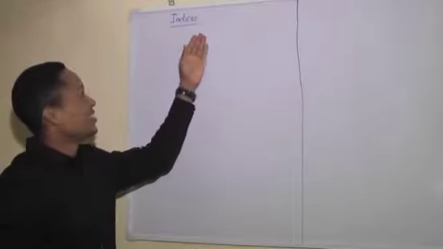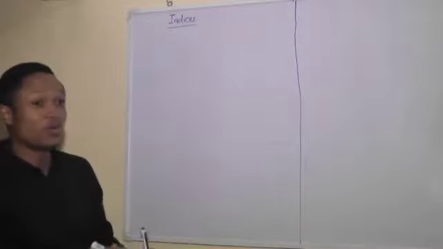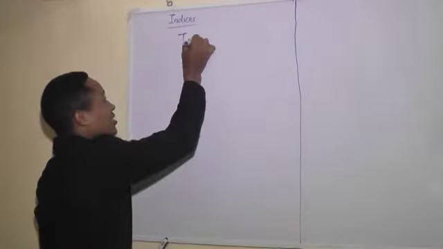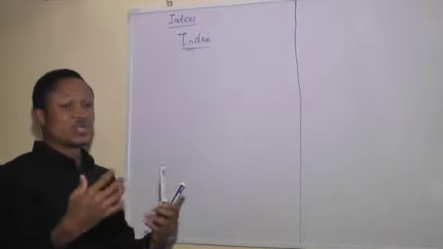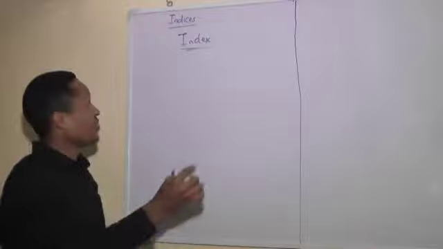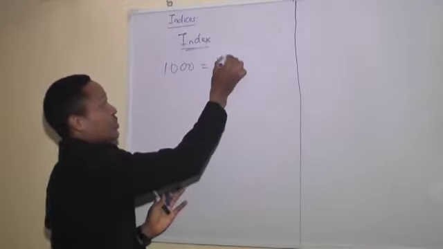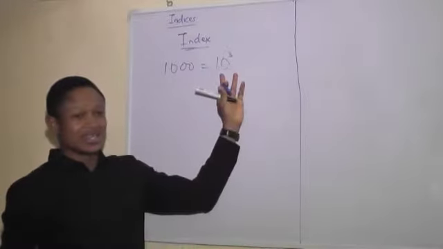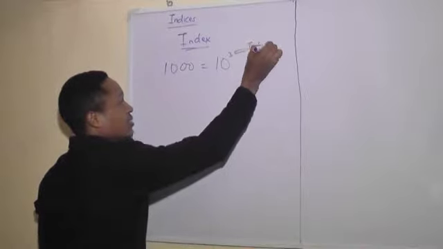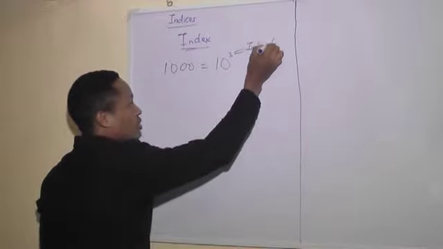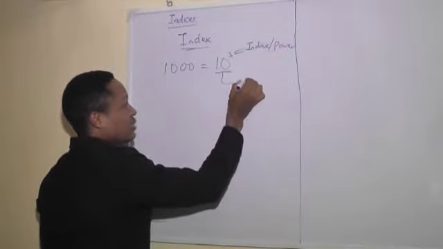We're looking at indices, and we are quite familiar with this topic in mathematics. Index is actually the plural form of the word index. Now, index itself is a form of expressing large numbers in mathematics. So if you have a number like 1000, it can be written as 10 to the power of 3. In this case, 10 is the base, 3 is the index, or also called the power or exponent. But 10 here is our base.